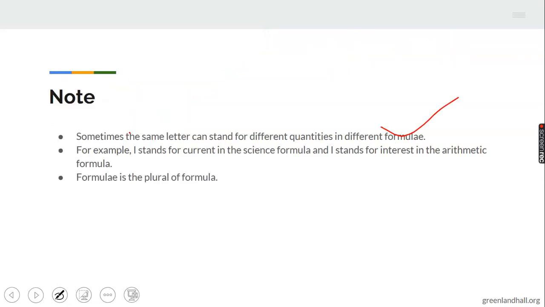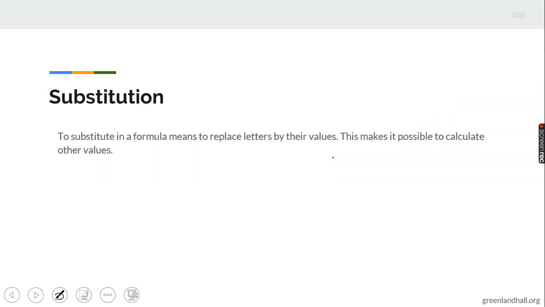Now, for example, I think I've explained that. Formulae is the plural form of formula. This is English. Substitution. To substitute in a formula means to replace letters by their values. Take note: to replace letters by their values. This makes it possible to calculate other values. That one is very, very simple.